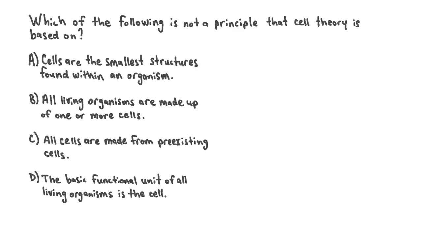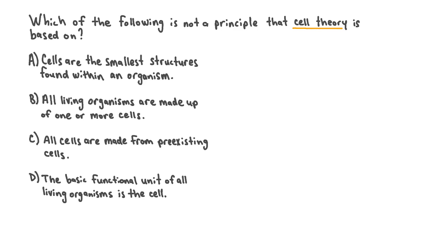Which of the following is not a principle that cell theory is based on? A. Cells are the smallest structures found within an organism. B. All living organisms are made up of one or more cells. C. All cells are made from pre-existing cells. Or D. The basic functional unit of all living organisms is the cell. This question is asking us about cell theory and which of the provided choices is not a principle that it's based on. So what is cell theory exactly?